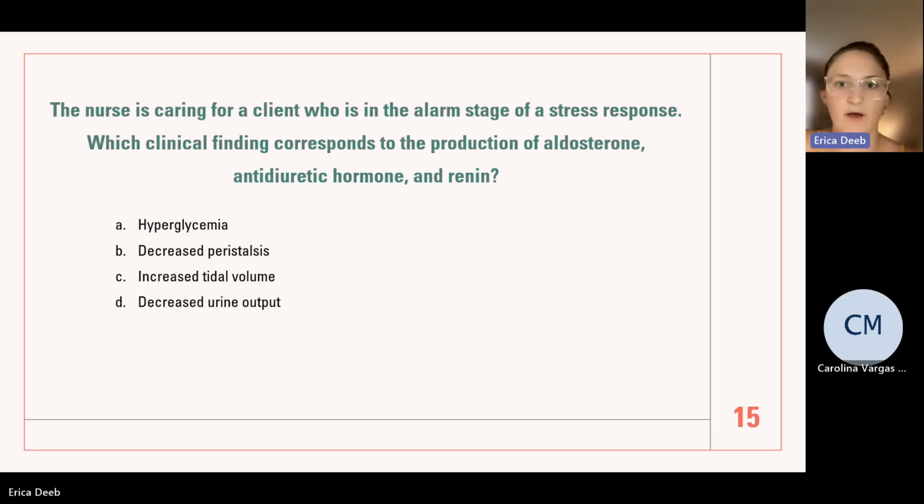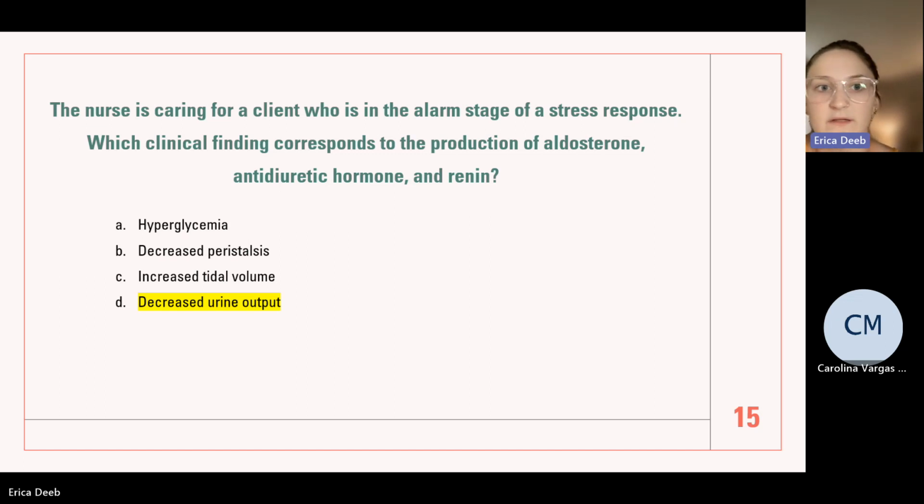So with the stress response, we're talking about that fight or flight stage. So the production of aldosterone, ADH, and renin. Immediately my brain thinks of the RAAS system, which is that whole kidney system that has to do with managing your sodium and your water intake. And so the answer for this is going to be D, decreased urine output.